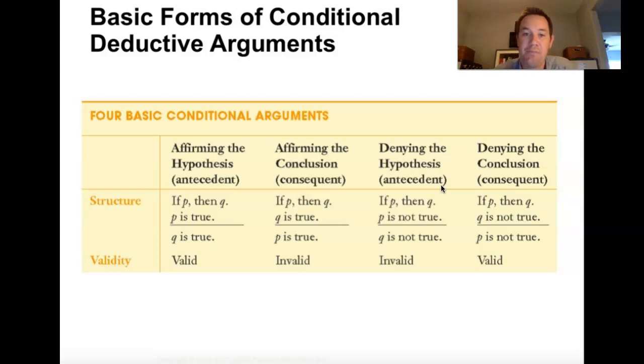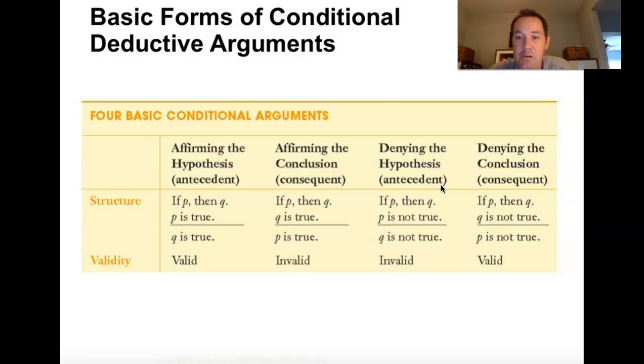The second one is called affirming the conclusion, or sometimes referred to as consequent. If P, then Q, and then the second premise is Q is true, and then they conclude that P is true. That's an invalid form of argument. It doesn't have a correct logical structure. Third one, denying the hypothesis or antecedent. If P, then Q. Then the second premise is P is not true, and then they conclude that Q must not be true. That's also invalid.